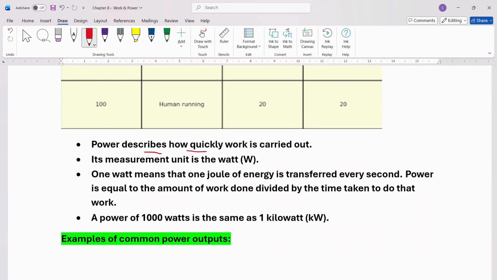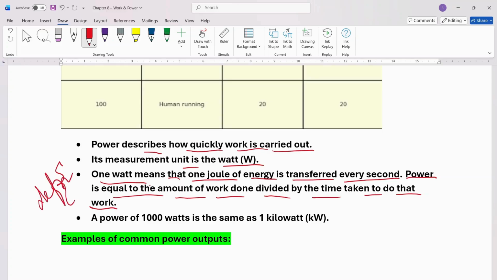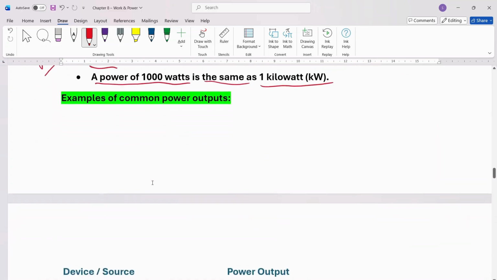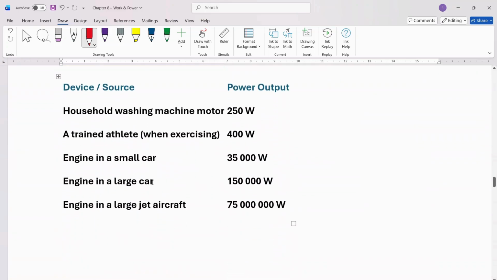Power describes how quickly work is carried out. Its measurement unit is the watt. 1 watt means 1 joule of energy is transferred every second. Power is equal to the amount of work done divided by the time taken to do that work. This definition is important from an exam perspective. A power of 1000 watts is the same as 1 kilowatt. Some examples of common power outputs: household machines, a trained athlete when exercising.